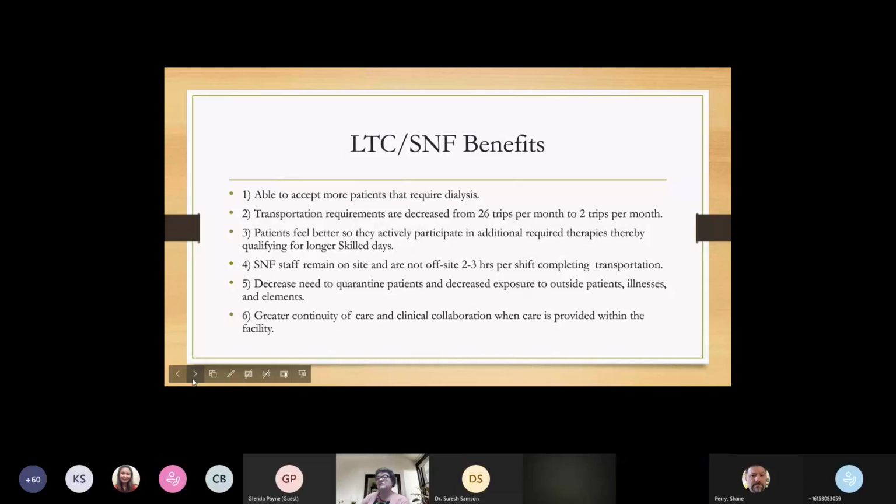I know that Dr. Sampson already talked about the transportation requirements. If you think about it, there are 13 dialysis treatments that a patient goes to a month in a conventional setting outside of the dialysis clinic.